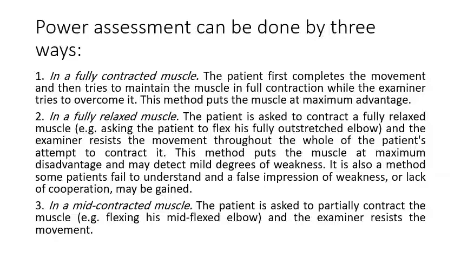In a fully relaxed muscle, this is the second method. The patient is asked to contract a fully relaxed muscle, such as asking the patient to flex his fully outstretched elbow, and then the examiner resists the movement throughout the whole of the patient's attempt to contract it. This method puts the muscle at maximum disadvantage and may detect mild degrees of weakness. Number three, in a mid-contracted muscle, the patient is asked to partially contract the muscle, such as flexing his mid-flexed elbow, and the examiner resists the movement.